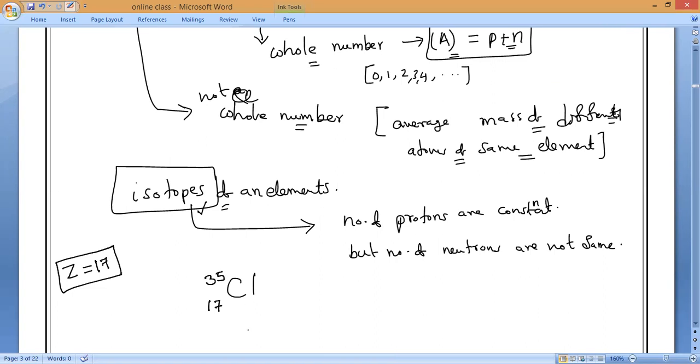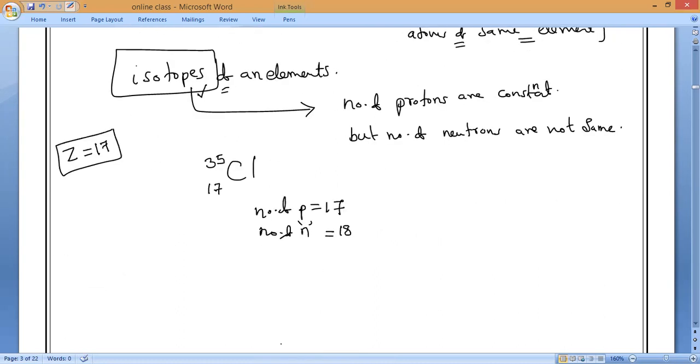But if the mass number is, for example, 35, now tell me, what is the number of protons? The number of protons is 17. And the number of neutrons, anybody can tell me? 18.